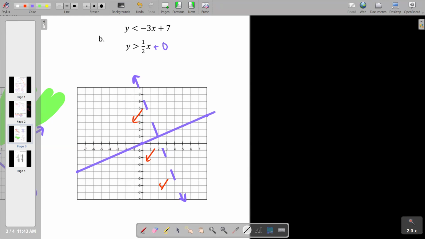So I'm going to make a line. Is it going to be solid or dotted? Dotted. This one also is going to be dotted.